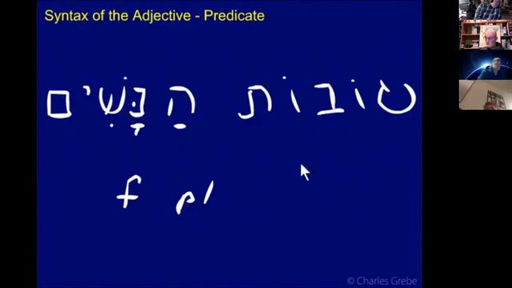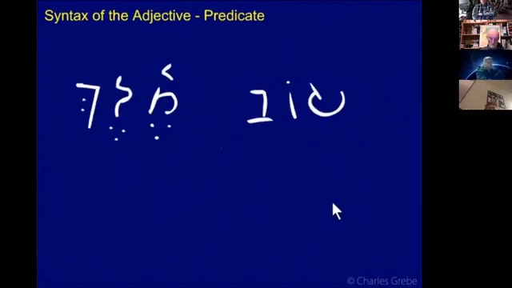Tovot hanashim, and you would translate this: good are, again, supply your implied verb when you speak in English. Tovot, good are the women. The women are good. Okay, what about this example here?